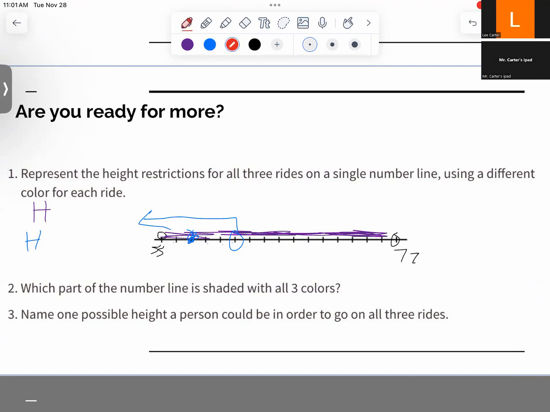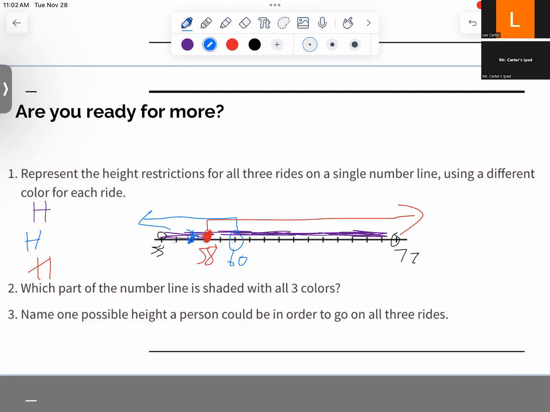And then the third one is going to be 58 or above. So we should have a close-in circle there because it's minimum. And so that's at 58, and it can go this way. All right. So, sorry, I should have written the 60 right there.